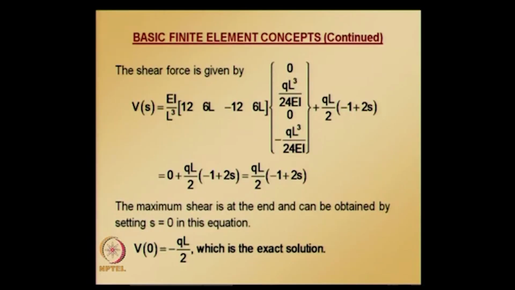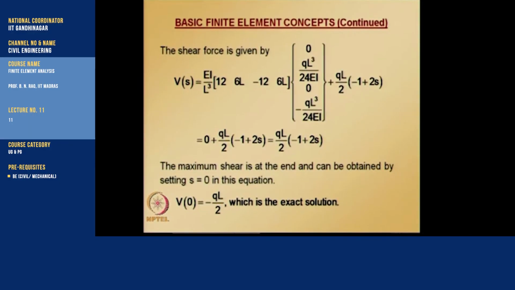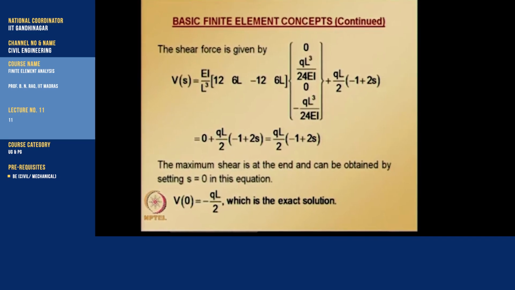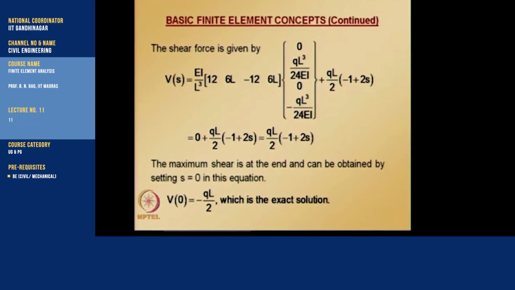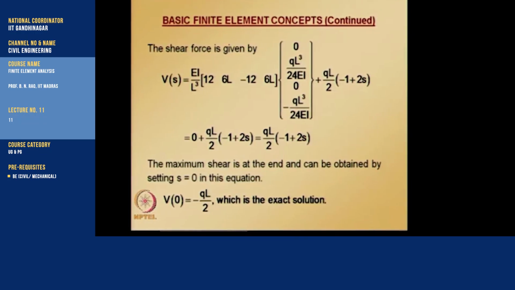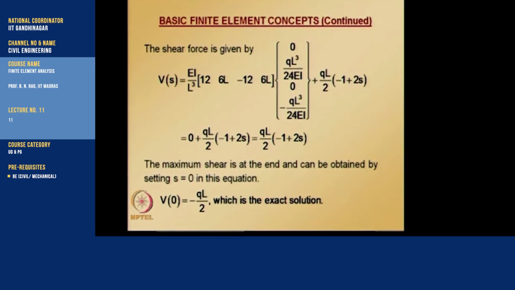So, once again I want to emphasize that the effect of this superposition method is to proceed in the usual manner of writing element equations, assemble them to get the global equations and solve for the nodal unknowns, and then when you are computing the element quantities, the exact solution of the fixed end beam problem is added to the finite element solution. So, this is the procedure.